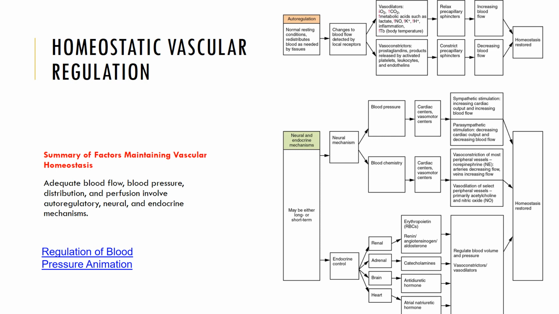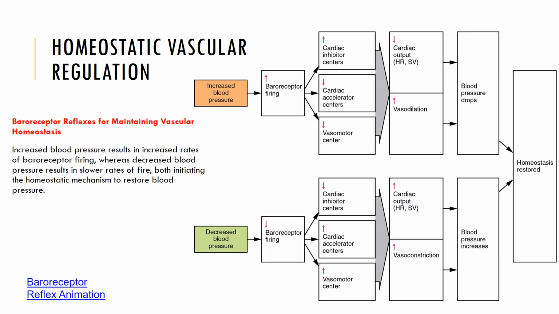Let's examine some of those mechanisms in a little more detail here, starting with the baroreceptor reflexes that are used for maintaining vascular homeostasis. The cardiovascular control centers are primarily located in the hypothalamus and require the stimulation of baroreceptors and chemoreceptors. The medulla oblongata can coordinate respiratory activities to enhance their control.